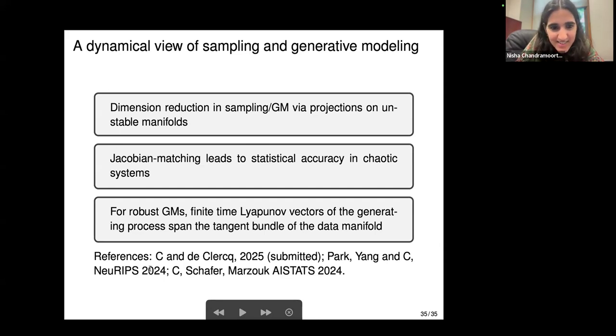And then this work on Jacobian matching is joint work with my student JJ Park and Nicole Yang from Emory University. JJ is at Georgia Tech. And then there are some ideas about transport maps in this joint work with Youssef Marzouk and Florian Schaefer, but I haven't discussed that today.